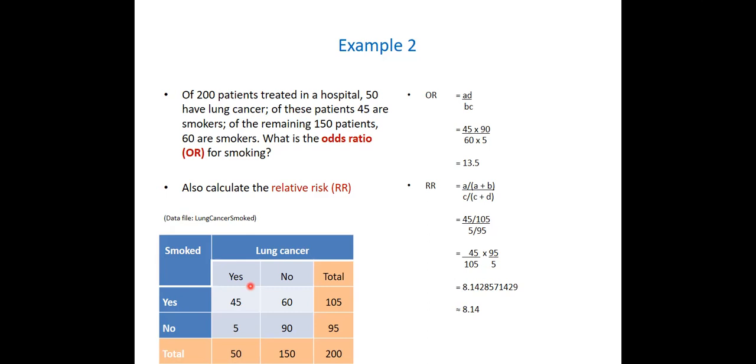Okay, what is the risk of not smoking? The other one is the probability of smoking. What is the probability of not smoking? Be 60 over 150. I see, among the people that have lung cancer, what is the probability of not smoking? Is it the probability of smoking, 45 over 50? Okay, let's say 1 minus 60 over 150.